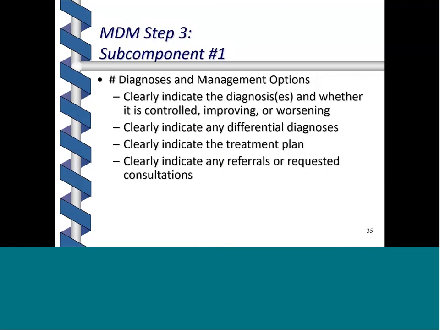So let's look at the first one. The first one is the number of diagnosis or management options. This asks you to clearly indicate the diagnosis, whether they're controlled, improved, or worsening, indicate any differential diagnosis, indicate the treatment plan, and indicate any referrals or requests that were made for consultation. So remember in that HPI, we're going to give the status of 3 chronic conditions. Down in our medical decision making and our assessment and plan, if you said somebody was stable up in the HPI for the status of 3 or more chronic conditions, in our assessment and plan, we don't need to put again that they're stable.